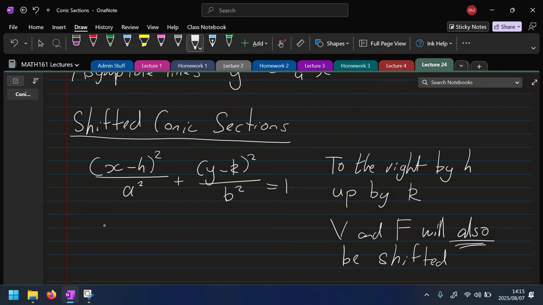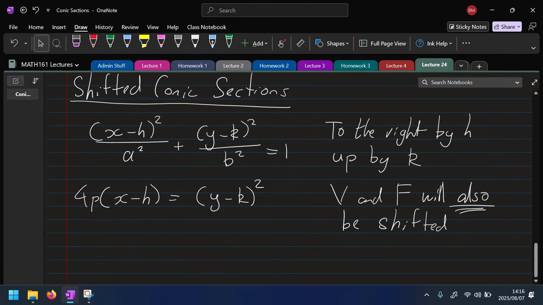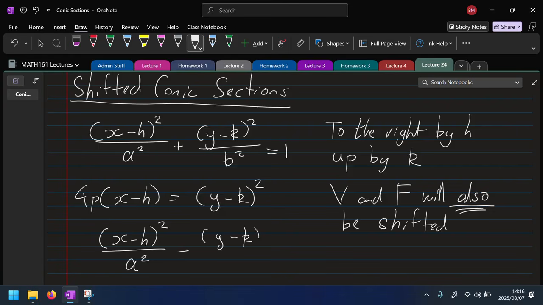Similar thing for the parabola, so we can have x minus h is equal to, say, y minus k squared, something like that. We just took the formula from before, and then x gets shifted by h, y gets shifted by k. Same idea. And lastly, for the hyperbola, we can shift that as well. Same idea. You're shifting x, you're shifting y.